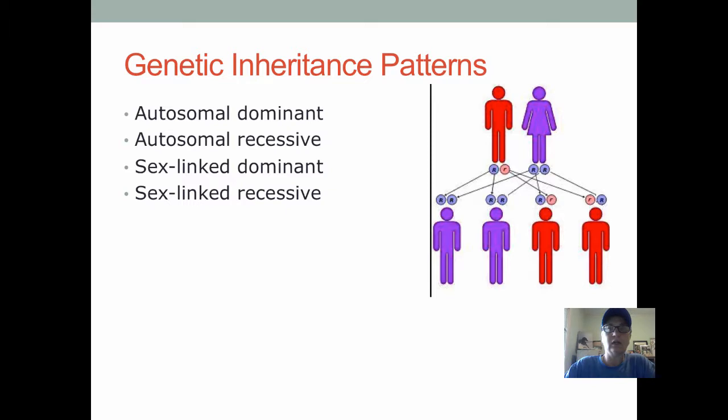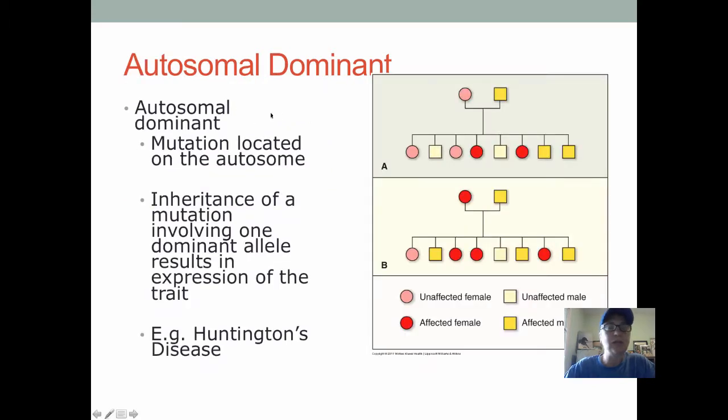Okay, let's take a look at that autosomal dominant mode of inheritance. When I say mode of inheritance, that's what I'm talking about, whether it's two recessives you need or just one dominant, if it's on the sex chromosome or if it's on the body chromosomes. In an autosomal dominant, the mutation is located on the autosomal chromosome, and it's only involving one allele expression of that trait, and like we just talked about, it's Huntington's disease.